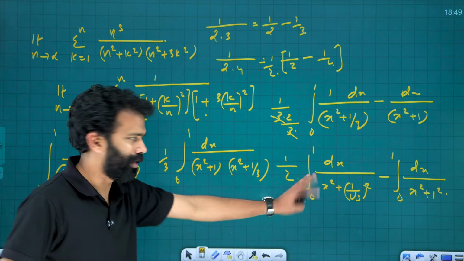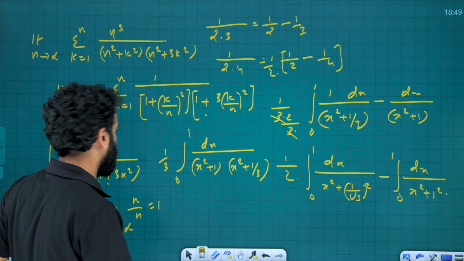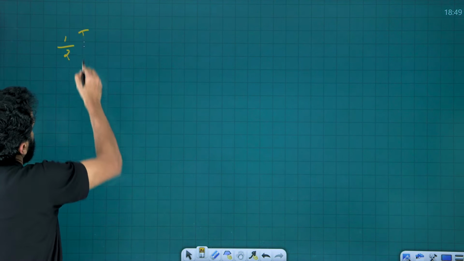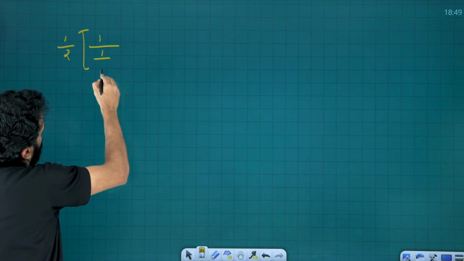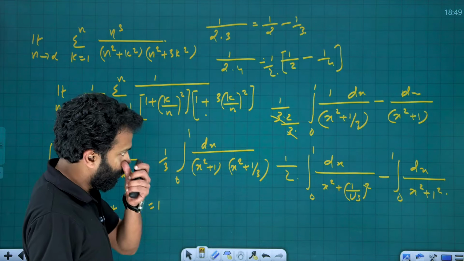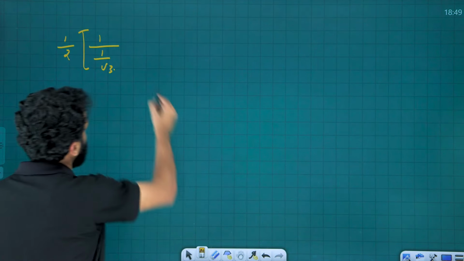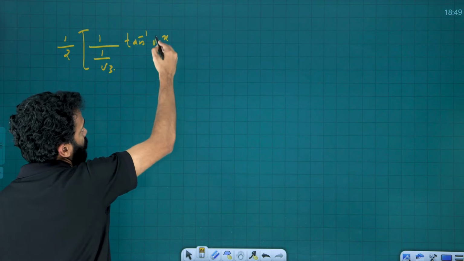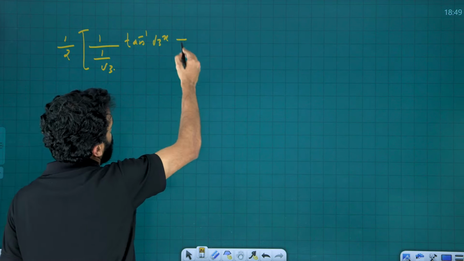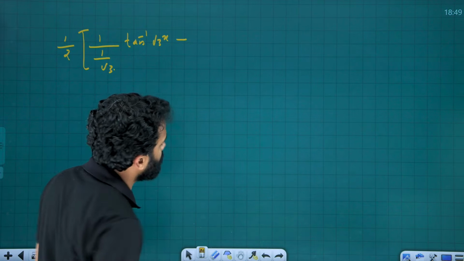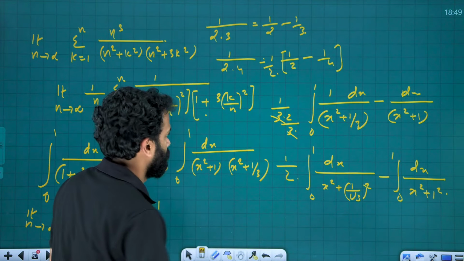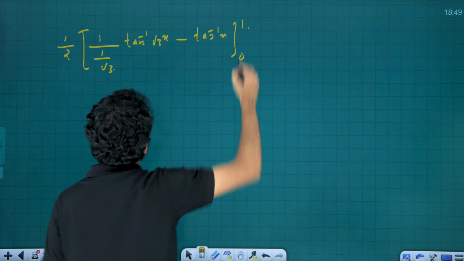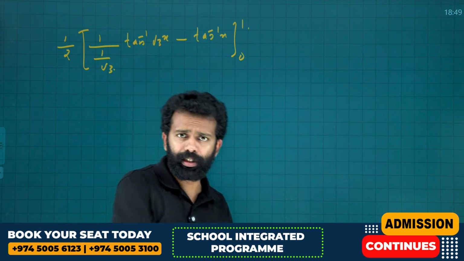Okay, direct tan inverse, nothing else. Next slide we can do that. This will be 1 by 2 into 1 by a, right? 1 by root 3 into tan inverse of x by 1 by root 3. That is tan inverse of x divided by 1 by root 3, that is tan inverse root 3x, minus tan inverse of x, that's all. Limits 0 and 1. No need of substituting 0 as it will get cancelled.